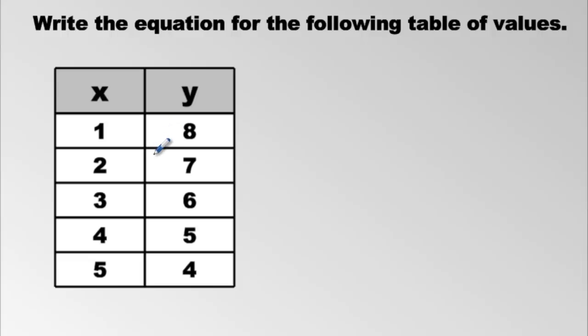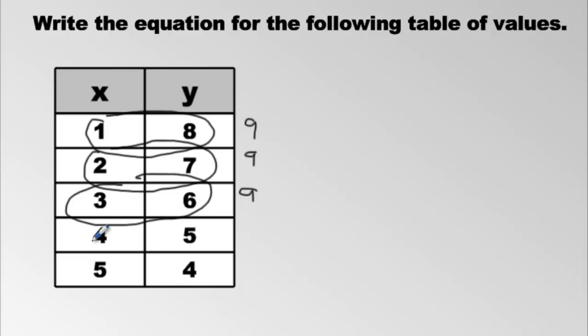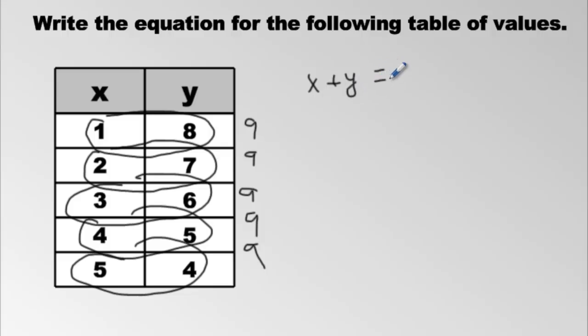How about this one? Start simple. Let's see if we can figure something out if we add these. 1 plus 8 is 9. How about 2 and 7? That's also 9. How about 3 and 6? Hey, that's also 9. 4 and 5, also 9. 5 and 4, also 9. We found the relationship between them. You have to add the x and the y. If you add x plus y, you get 9 every time.